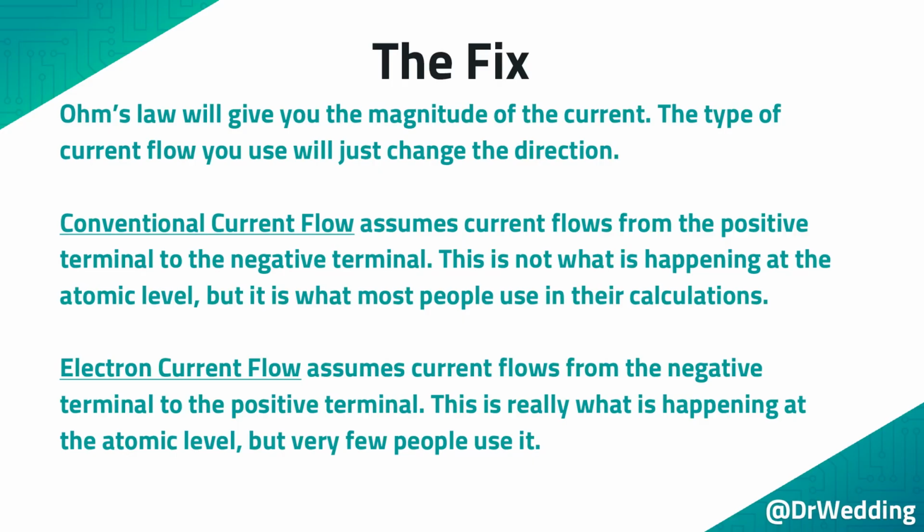Ohm's law will give you the magnitude of the current. The type of current flow you use will just change the direction. Conventional current flow assumes current flows from the positive terminal to the negative terminal. This is not what is happening at the atomic level, but it is what most people use in their calculations. Electron current flow assumes current flows from the negative terminal to the positive terminal. This is really what is happening at the atomic level, but very few people use it.